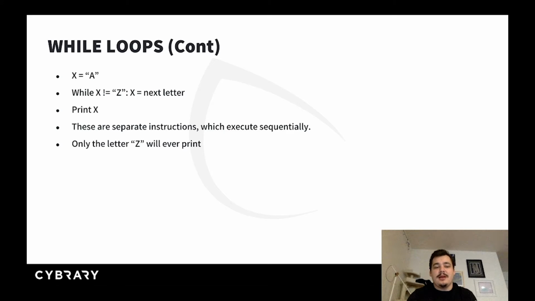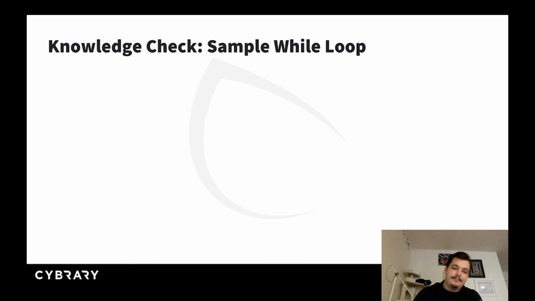So it's going to look at the letter and say A, nope, that's not Z. So we're just going to cycle through A, B, C, D, E, F, G, all the way down until finally it gets to Z. And it says, oh, found it, while loop is done. And then it moves to the next line of code, which in this case is going to be printing that letter. So in a while loop implemented like this, only the letter Z will ever actually print. The while loop will execute its behavior completely and then give control back.